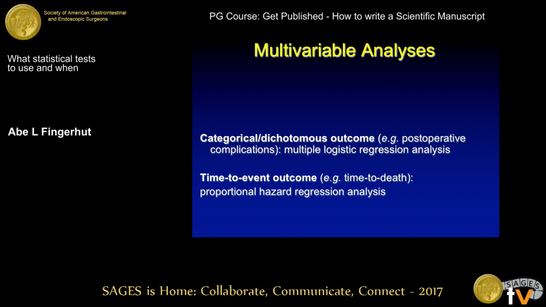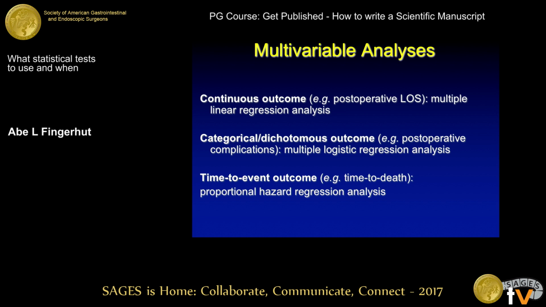And make sure your statistician does the work. But you have to be critical about that. And when you read papers, you have to be critical about it as well. Continuous outcomes, you use multiple linear regression analysis. This is it. I'm not going to go into any more details. I haven't lost anybody yet? Good.